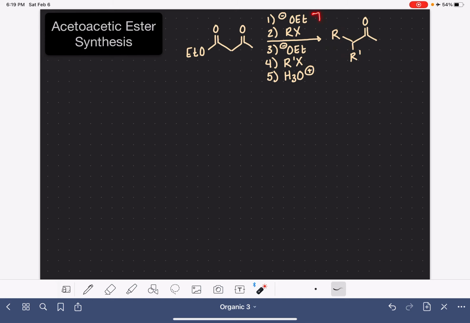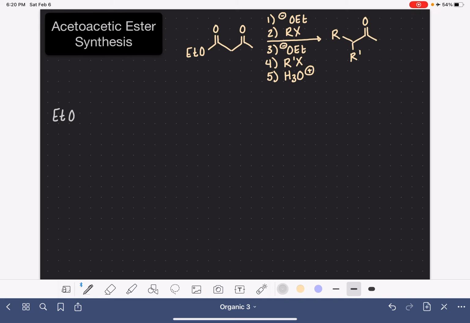If you want to add 2 alkyl groups, you need to use all 5 of the steps that I'm showing here. If you only want to add 1 alkyl group, for example, if we didn't want to add this alkyl group here, then you do not need to use step number 3 and step number 4. This could just be a 3-step process. I'm going to show you the mechanism for this reaction.